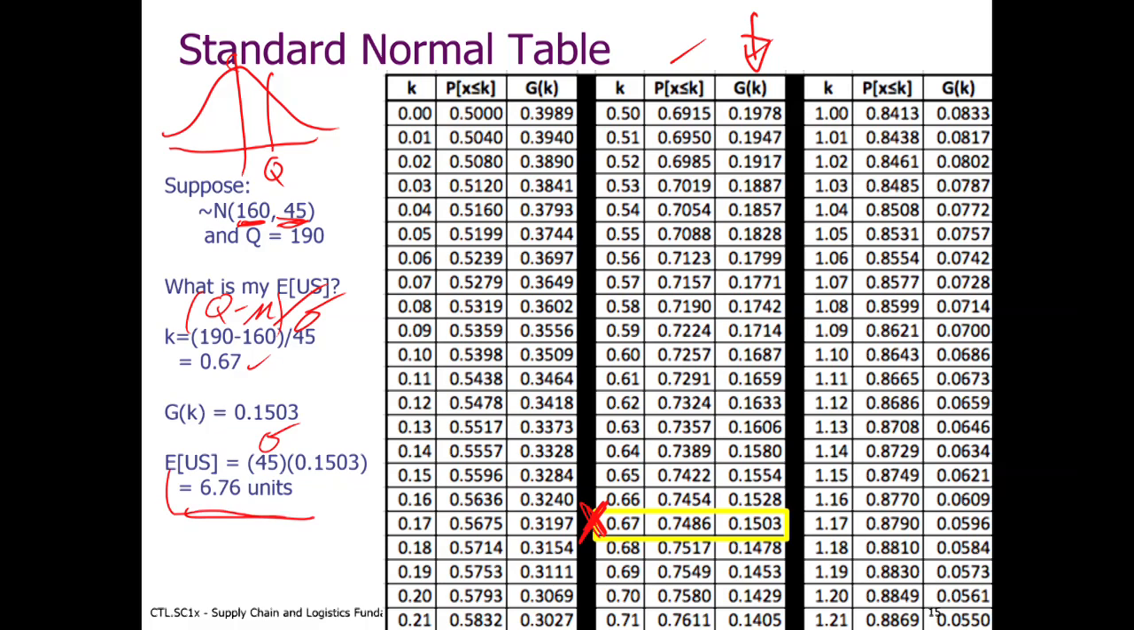So for this simple example, I know that if my demand is distributed normally with a mean of 160 and a standard deviation of 45, and I have 190 units ordered each time or on hand, then I can expect to be short 6.76 units each replenishment cycle. So that's how you can calculate using the tables to find your G sub k, or your unit normal loss, and turn that into expected unit short. Now let's apply all of these things to solve the NFL jersey problem.